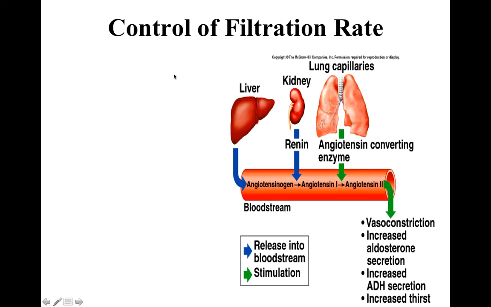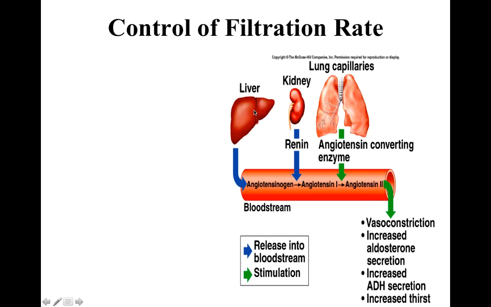Control of the filtration rate. So remember, the sympathetic impulses are what will decrease the glomerular filtration rate, because that's what causes vasoconstriction of those afferent arterioles. So if you send less blood into the glomerulus because you constricted the afferent arterioles, then you're not going to produce as much filtrate. There's autoregulation happening, which we've talked about. But this other system, called the renin-angiotensin system, helps to control that filtrate.